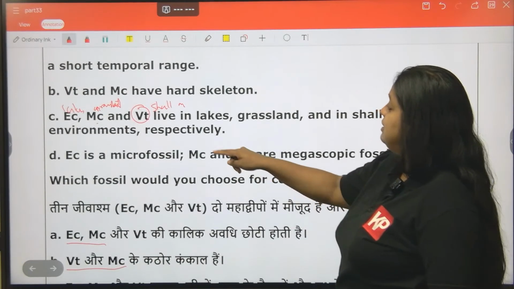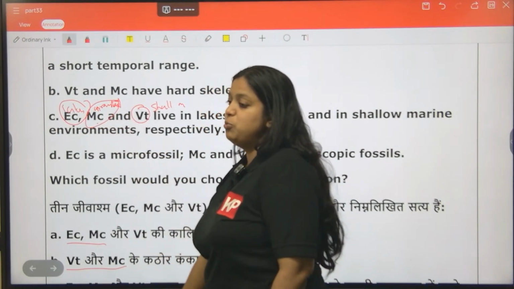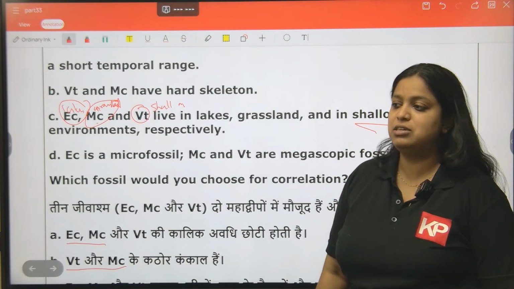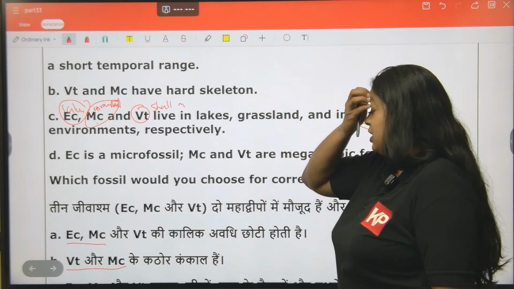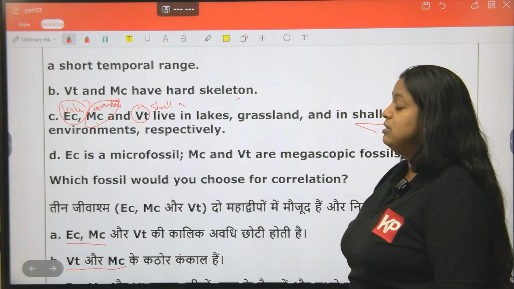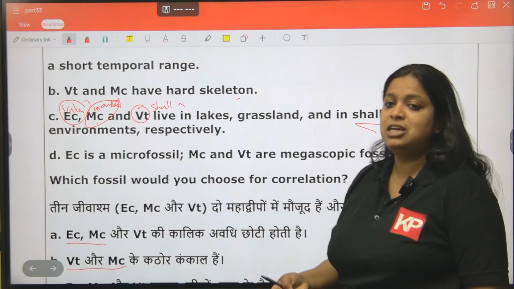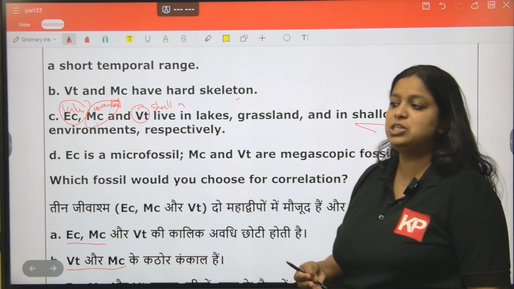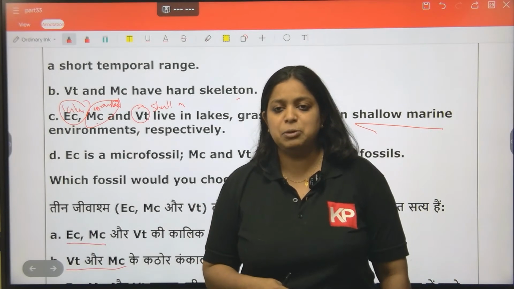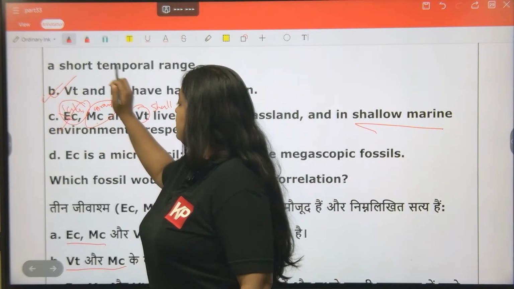When you consider EC and MC, one is in the lake environment, the other one is grassland. We know more preservation can happen in the shallow marine environment, which will be less disturbed. So that is one criterion. Then when it comes to VT and MC, they both have a hard skeleton. EC does not even have a hard skeleton. If there is a hard skeleton, then only preservation is possible. If there is no hard skeleton, preservation is not possible. Very rarely soft bodied organisms can get preserved. Hence, the EC fossil will be cancelled from this situation itself.